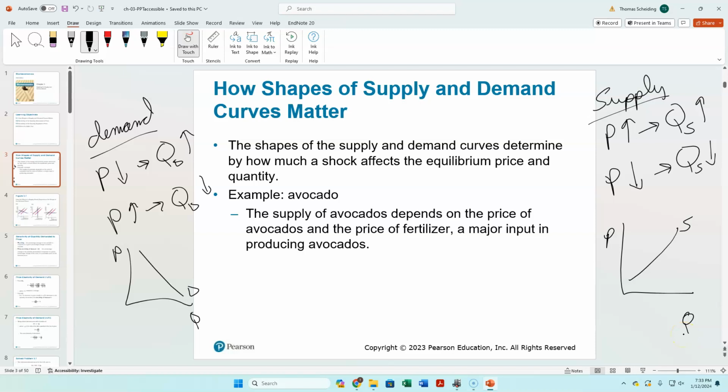What we need to talk about is, besides just the shape of the curve, we also want to talk about the sensitivity of the curve. Meaning, is the quantity demanded or quantity supplied very sensitive, not sensitive, or equally sensitive to price changes?